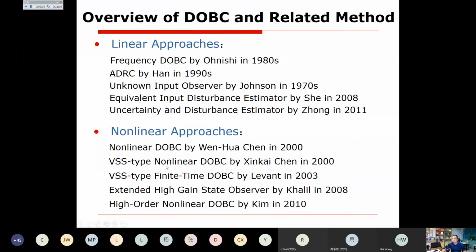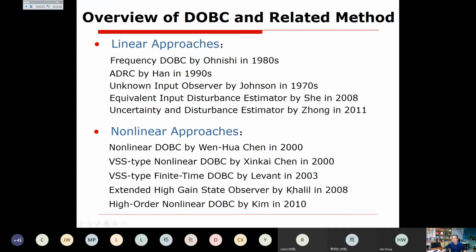Also, if you know sliding mode control, there's a very famous sliding mode control disturbance observer by Professor Xinkai Chen. Also, Professor Levent proposed a finite time disturbance observer, which ensures finite time convergence of the disturbance estimation. Maybe the estimation speed is the fastest.